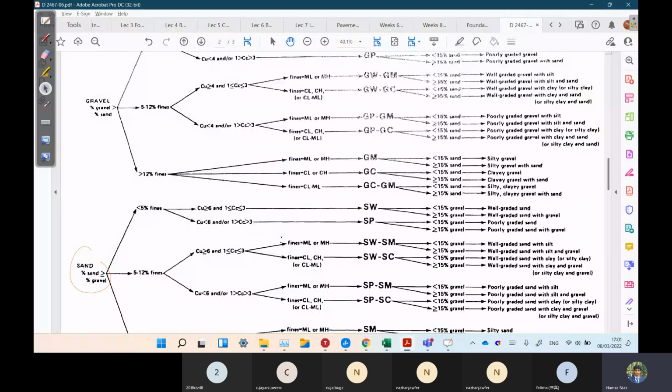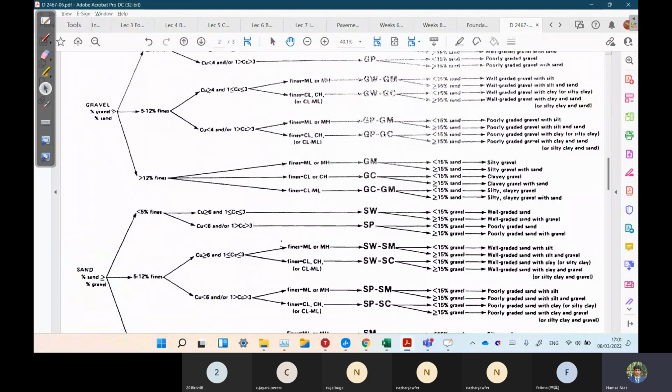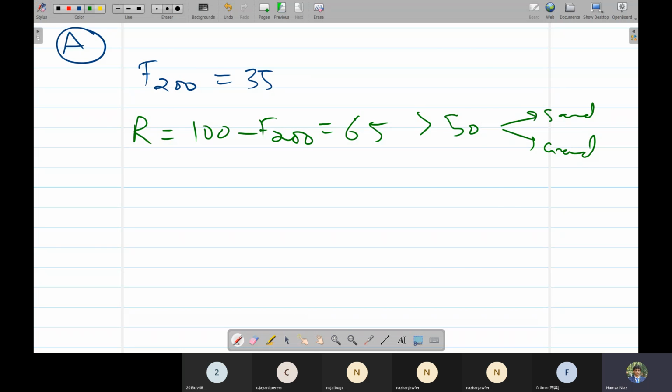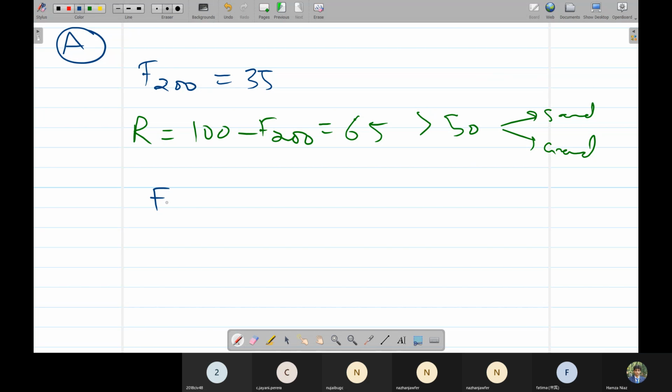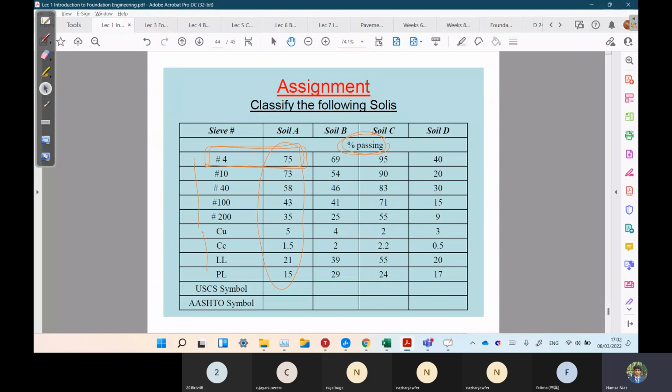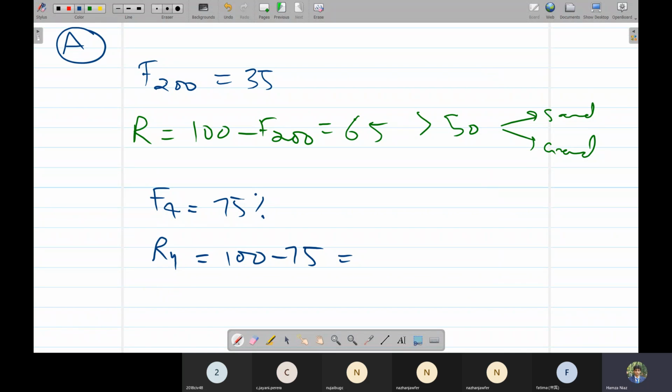The second step, we move to here. We have to check whether percentage gravel is more or percentage sand is more in our soil. For that, we classify gravels as those particles retained on sieve number 4. So if F4 is 75%, then R4, retained on 4, will be 100 minus 75. Simply subtract the passing percentages given from 100, and we get the retained one. So the retained one will be 25%.